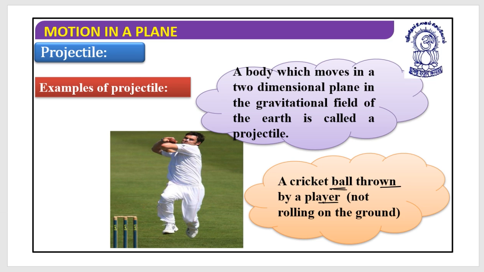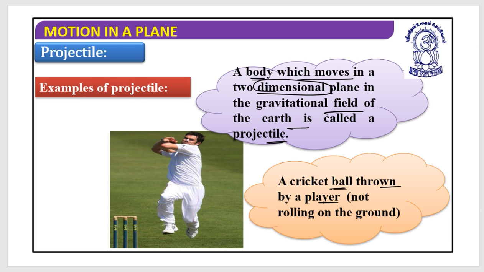Let's take one more example. If you are playing football and you kick the ball, and the ball is traveling in air, those are examples of a projectile. So what we can say is that a projectile is a body which moves in a two-dimensional plane in the gravitational field of the earth. I hope this is clear.